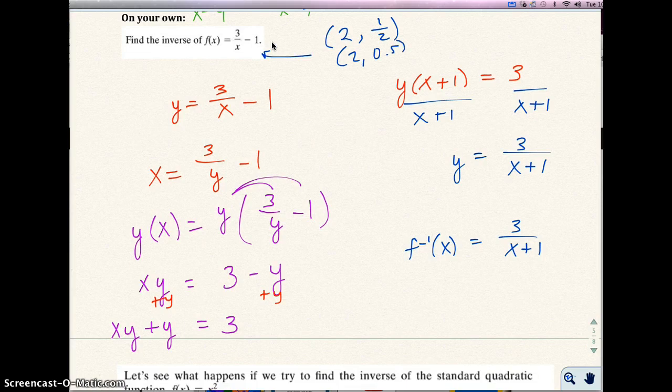Now when I interchange it, I get 0.5 comma 2. I put 0.5 into here, I get 3 divided by 1.5. I use my calculator there, 3 divided by 1.5, and I get 2 back. I get the 2 here. So it does work when you check it.